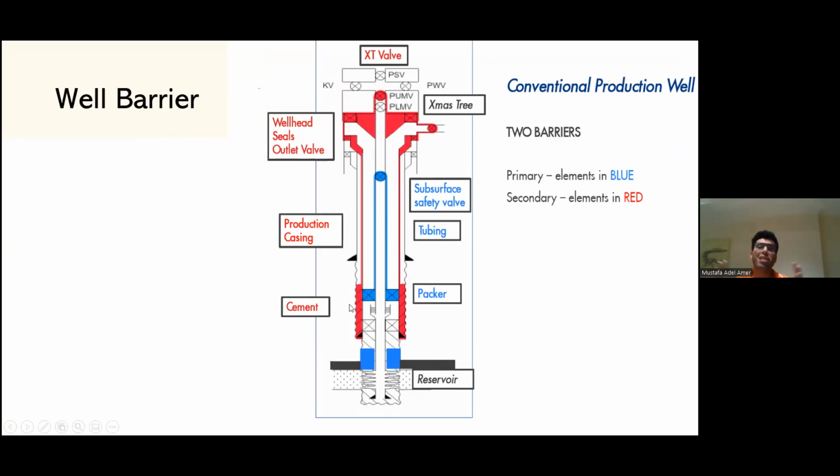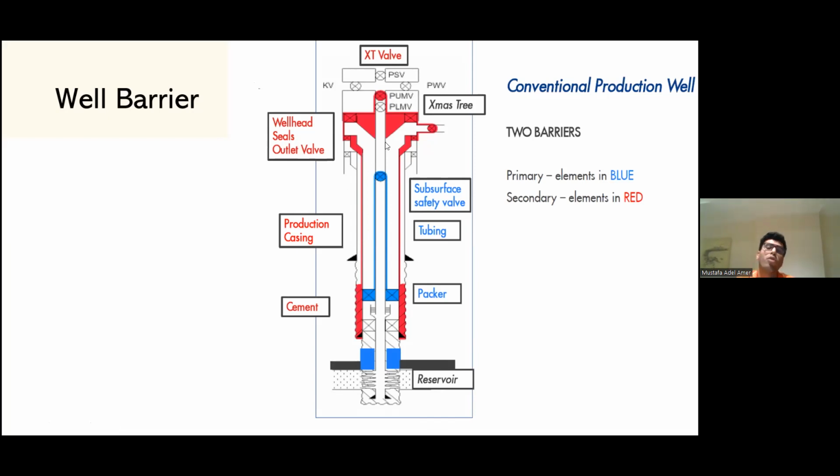The primary barrier is the barrier that will hold the fluids of the well in case something happens. For example, in our case, here we have the packer, the tubing, and the subsurface safety valve. In case we get any problem, these are the first to hold the fluids in the well. The secondary barrier, which is the red one, is the one that holds fluids in case the primary barrier fails.